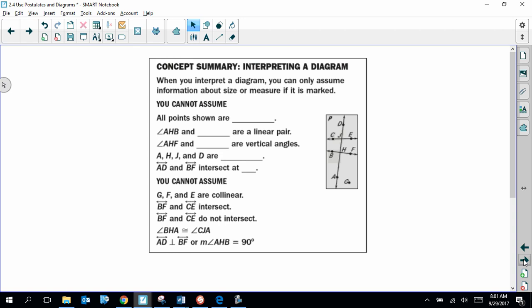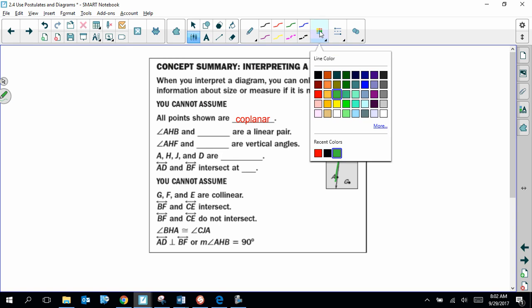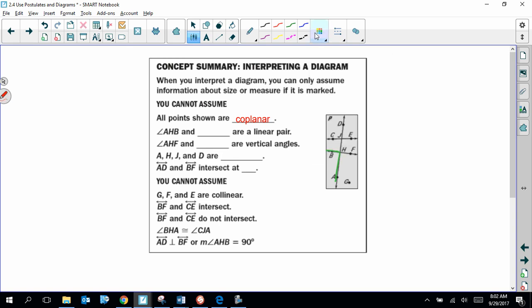Now, some of the things that we can identify in this particular diagram, so plane P, the fill in the blank stuff, are things that we cannot assume are true, but we can conclude that they're true based on what we know about them. So based on what we're seeing in the diagram, I can conclude that all the points in the diagram are coplanar.